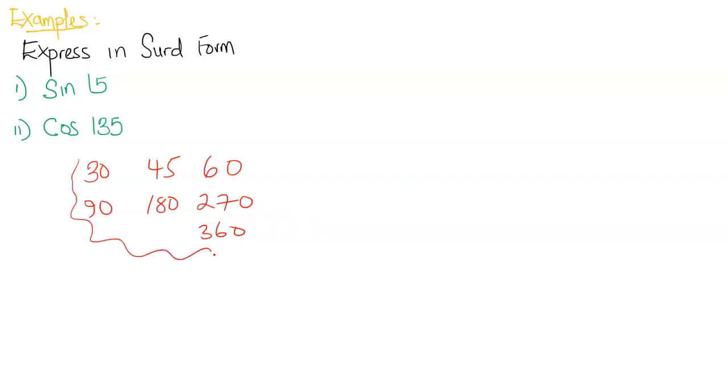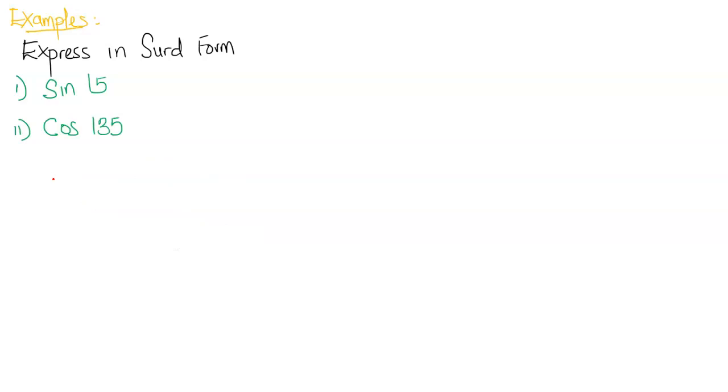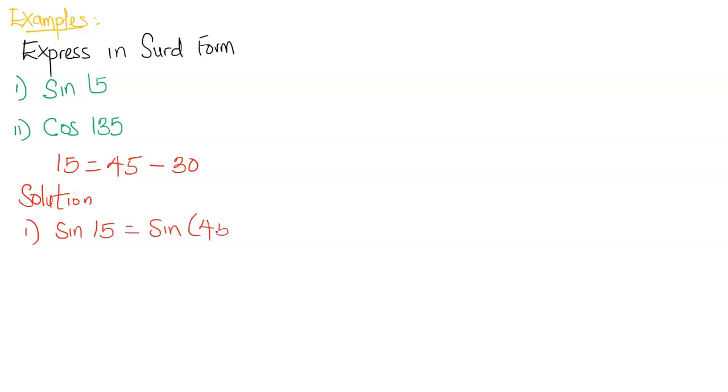So these angles are key to solving these problems because we may need to express each of these numbers as either sums or differences of these special angles. For example, 15 can be written as 45, which is a special angle, minus 30, which is another special angle. So in solving the first one, I'm just going to replace 15 with 45 minus 30. So it's quite obvious that this looks very much like sine A minus B.